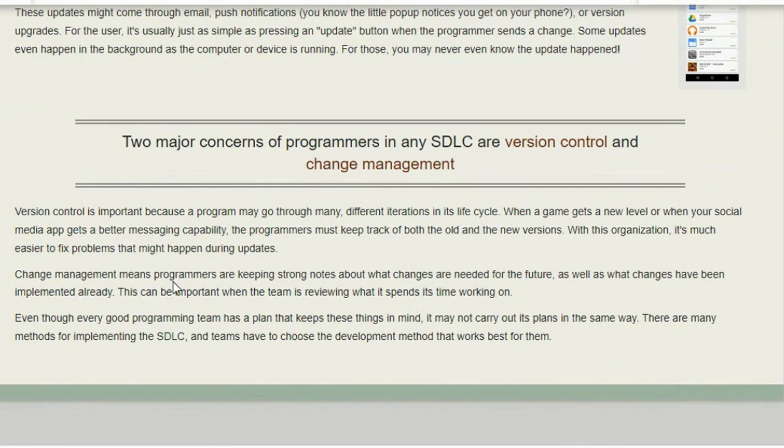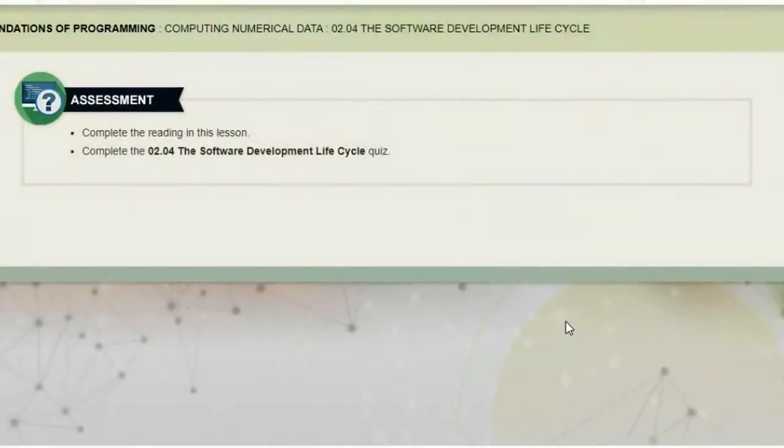Change management means programmers are keeping strong notes about what changes are needed in the future, as well as what changes have been implemented already. This can be important when the team is reviewing what it spends its time working on. Even though every good programming team has a plan that keeps these things in mind, it might not carry out the plans in the same way. There's many methods for implementing the software development lifecycle, and teams have to choose the development method that works best for them. So that is the end of the lesson.